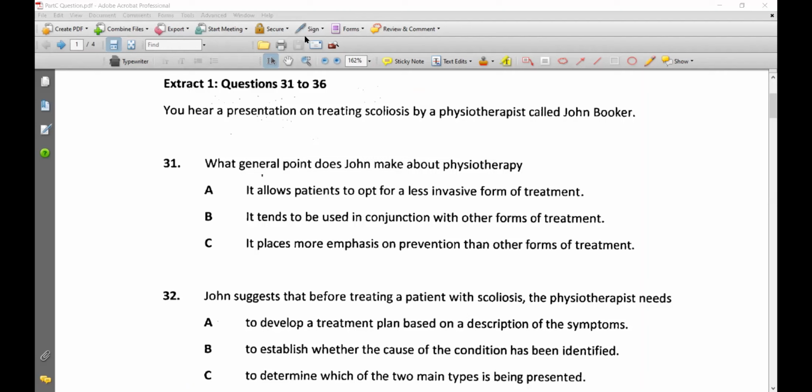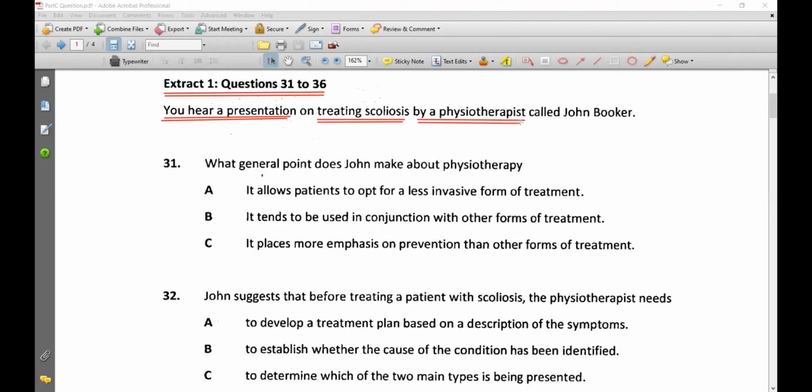We'll have to extract, and we are dealing with extract 1 right now. It has six questions, 31 to 36. And what type of conversation is it, a presentation or an interview? You can find that out from the context sentence. It says it is a presentation. What is it on? The topic: treating scoliosis. Who is giving the presentation? A physiotherapist called John Booker.